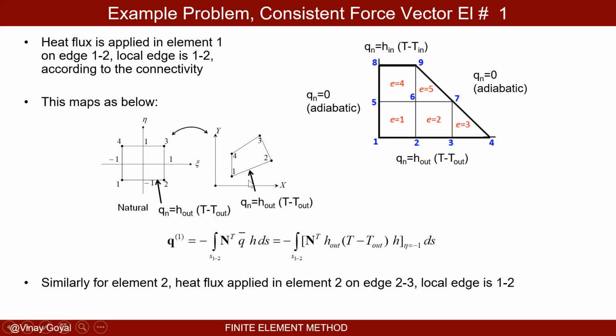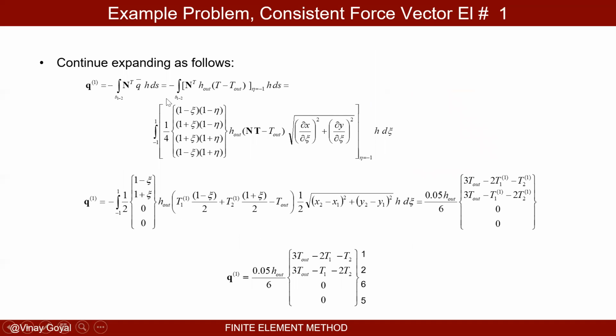And then here, we're going to have the heat flux on this edge, which maps to this edge. Again, now the integral goes on element number 1 on edge 1, 2. Q bar is known as this. The thickness of the chimney is H, and I'm evaluating that at eta equals -1, which is this edge, ds. So now I have to do the same approach. N bold is known. H out is that. T is N bold times T bold. T out is that.